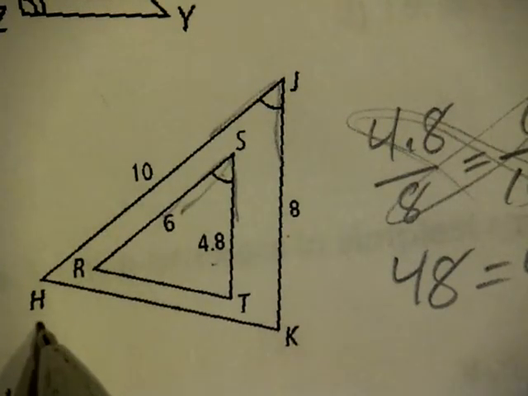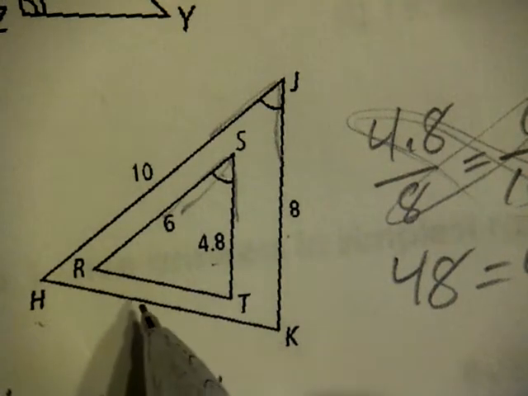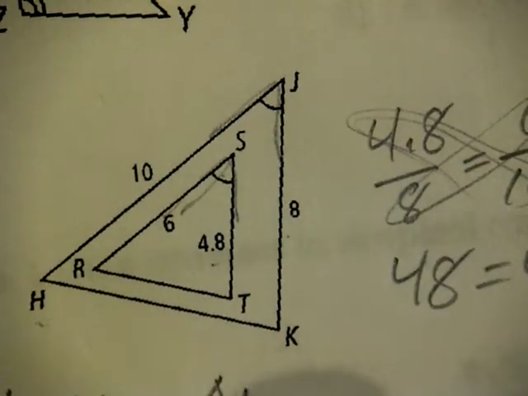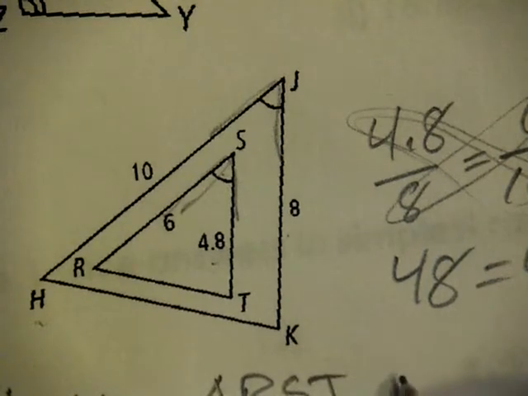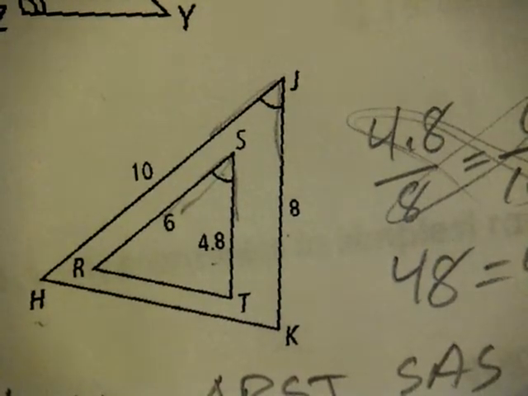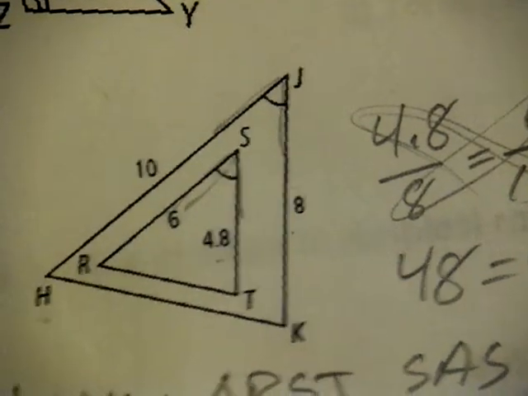So triangle HJK is similar to triangle RST, and that was by side angle side similarity.